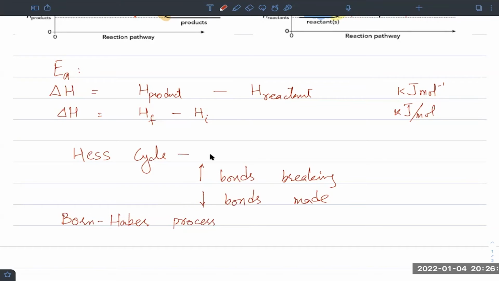So Hess's cycle, usually we break it down into 3 stages. There's the bond breaking, there's the bond made, and then finally the enthalpy change. And the Born-Haber process, we usually break it down into 5 stages, which is for ionic compounds. So this is usually for covalent compounds, and that is for ionic compounds, but they're both built upon each other. In A1, we will look at Hess's cycle, and in A2, we will look at the Born-Haber cycle, although they're technically roughly the same. All right.